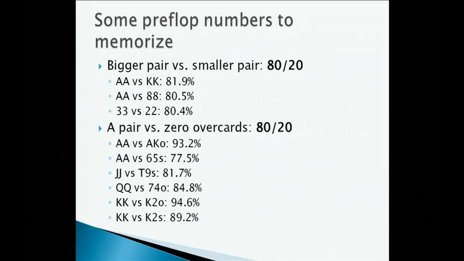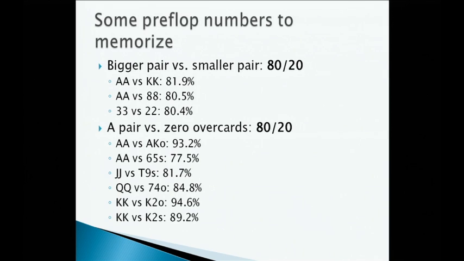Pocket jacks against 10-9 suited is 81.7%. Some rough numbers: 10-9 suited is pretty good, but pocket jacks crushes it because having two jacks blocks a lot of their straight outs. Pocket queens against 7-4 off is very good because 7-4 off is not suited and not connected. The best you can do pre-flop is king-king versus king-2 off. If you have pocket kings against king-deuce off, I think that's the highest equity you can possibly get it in pre-flop, at 94.6%.